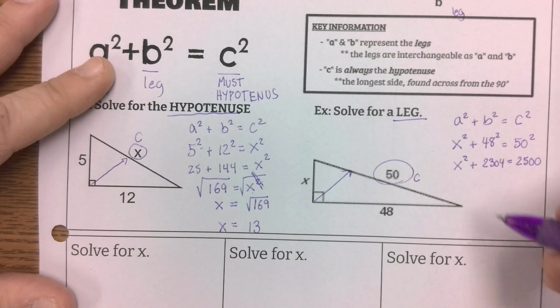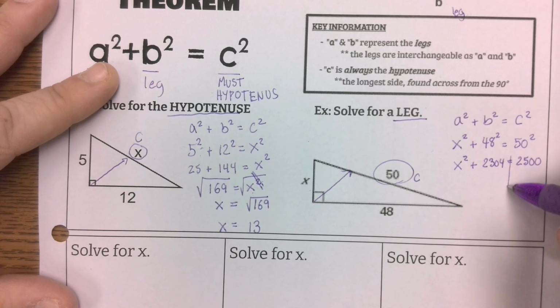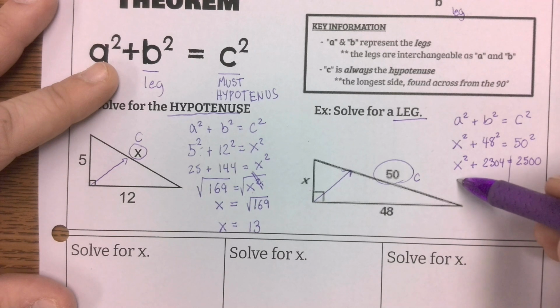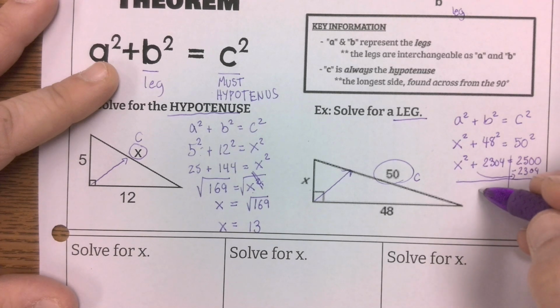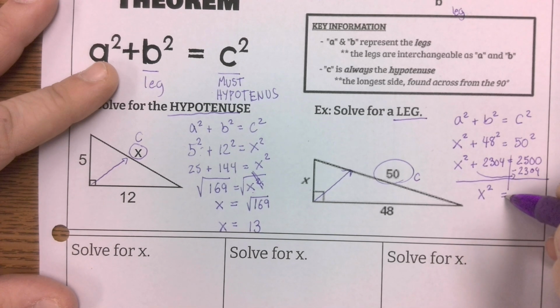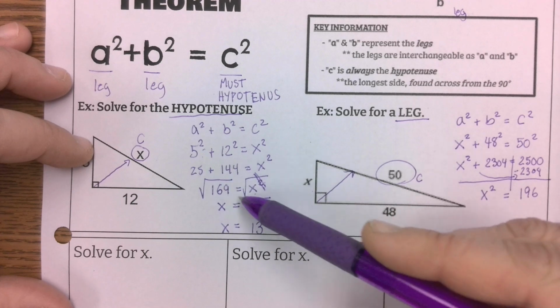Now remember, our goal is to get the x by itself. That means that we need to sort. Any x's can stay here, and anything that's not an x goes to the other side. So I'm going to bring this over with the other numbers that don't have an x in it and subtract 2304. And that means I bring down my x squared still on this side, and then when I'm done, I get 196 when I subtract.